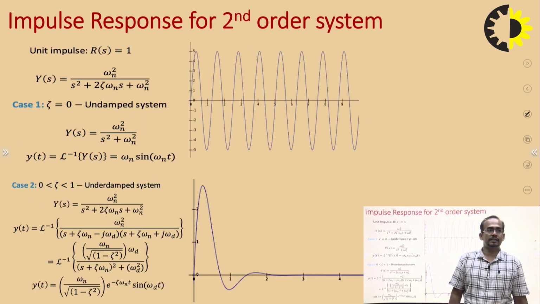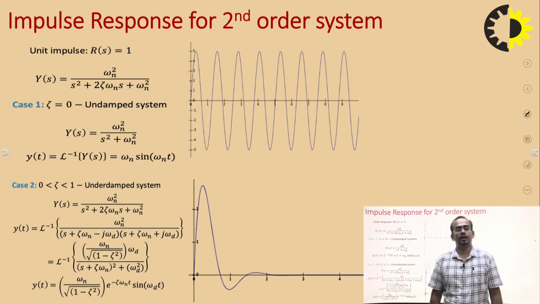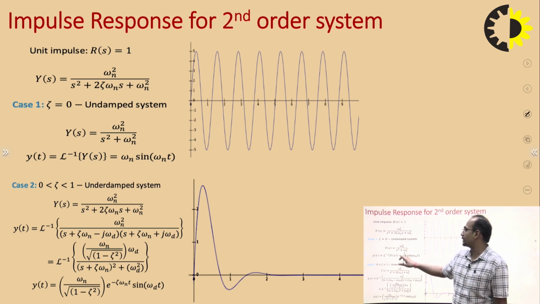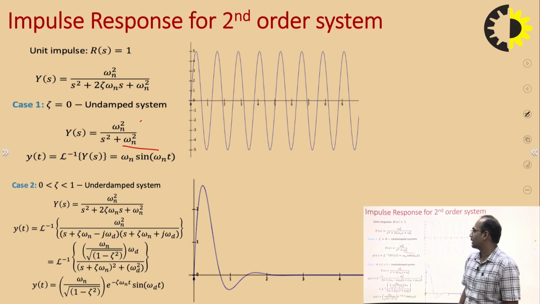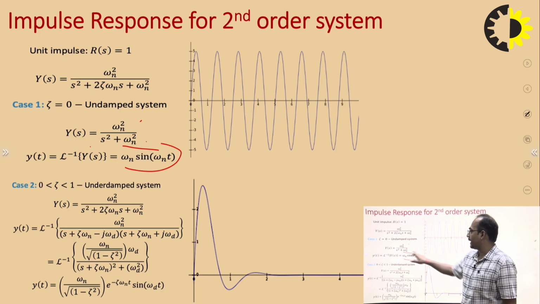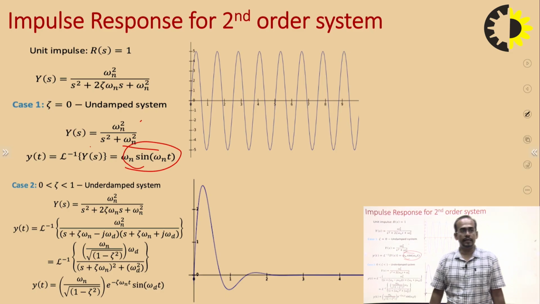Impulse response of the second order system. Input is impulse, that is R(s) is equal to 1, and for zeta equal to 0, this is the undamped case. If I put zeta equal to 0, you will get omega n square upon s square plus omega n square. So what will be the value of y(t)? y(t) will be equal to omega n sine omega n t.